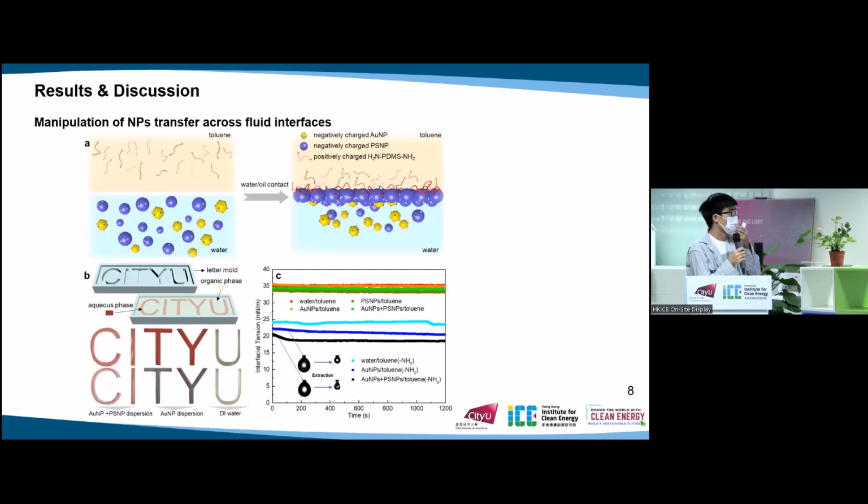As I mentioned earlier, the diffusion of the molecules can be controlled by jamming the nanoparticles at the interface. So inspired by this, we introduced another charged nanoparticle, the PS nanoparticles, into our system. So when the nanoparticles contact with the solvents containing these amino-terminated PDMS ligands, the PS nanoparticles rapidly assemble and jam at the interface to stop the diffusion of the ligands into the aqueous phase. We also made a demo to illustrate this.